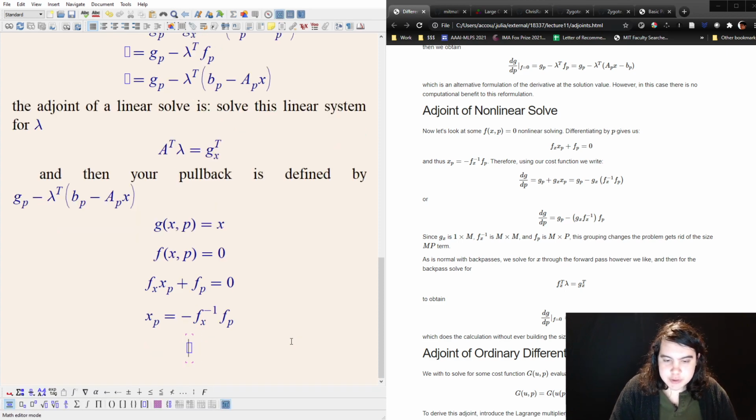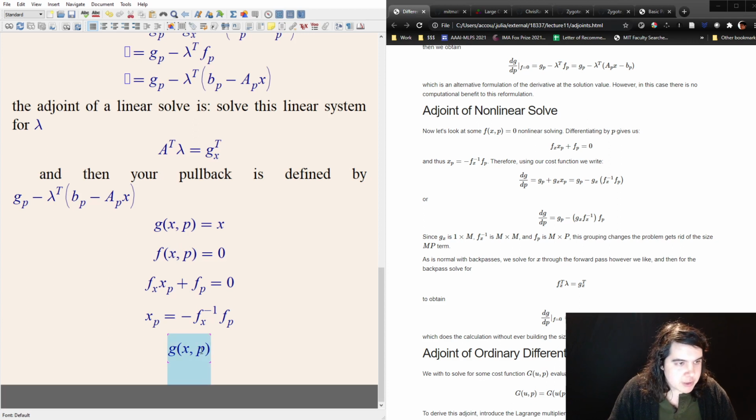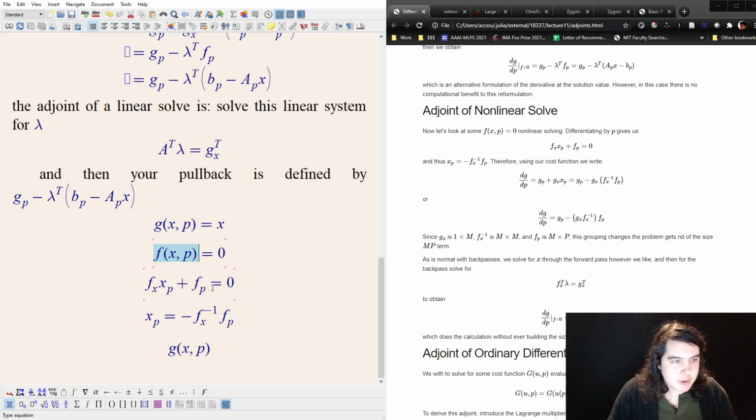So we have a cost function g of x, p, where once you know what x is, you stick x into this cost function. This is the thing that we want to take gradients of, right? So, for example, you can take the sum of the x's, and we want to then minimize the sum of the x's, where the x's are a solution of the nonlinear system.